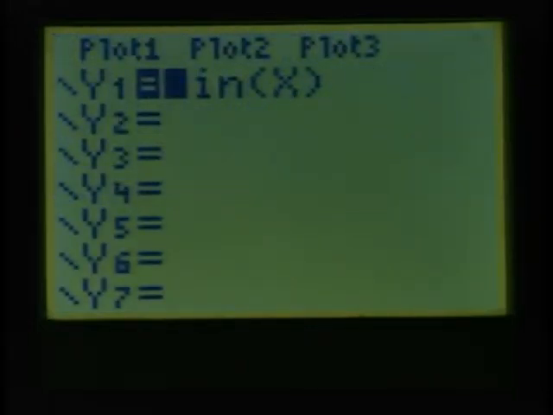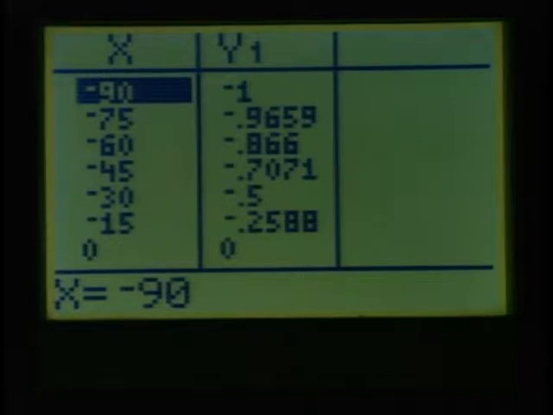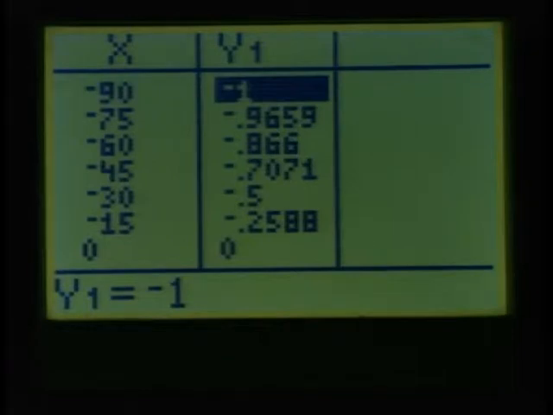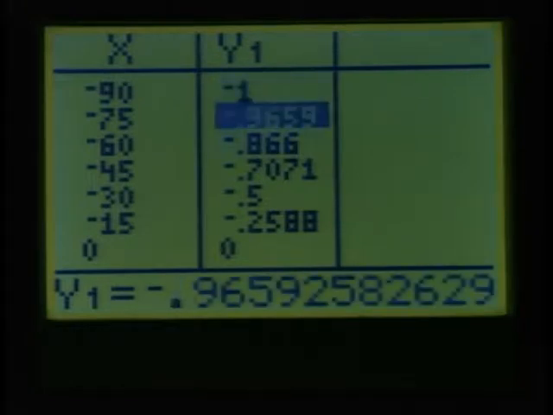Y equals is this, and at this point now I'm going to look at the table, and so that is using the second key or the shift key on the graph key where it says table, and you're going to see our familiar values at the familiar angles. So over here are the y values at minus 90 degrees. Think unit circle, folks. Mentally think where minus 90 degrees is on your unit circle, and think of what the sine reading is on that unit circle. It's -1, isn't it?